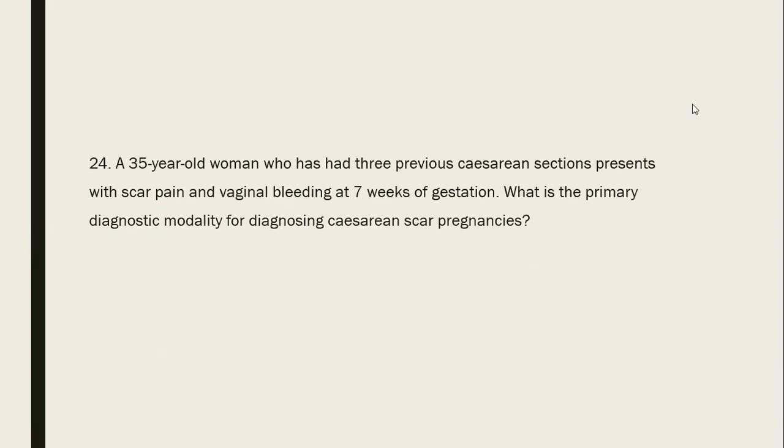A 35-year-old woman who has had 3 previous cesarean sections presents with scar pain and vaginal bleeding at 7 weeks. What is the primary diagnostic modality for diagnosing cesarean scar pregnancy? How will you diagnose? Transvaginal ultrasound. Yes, we said before that MRI will not give us more information. Transvaginal will give the same information.